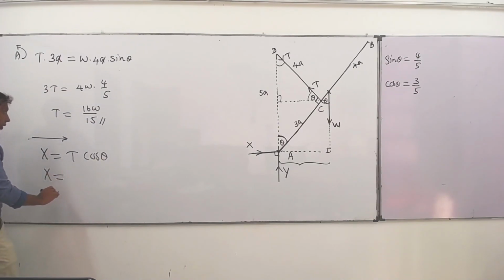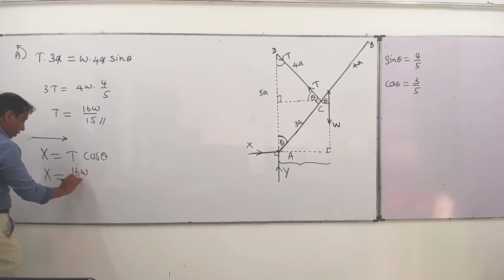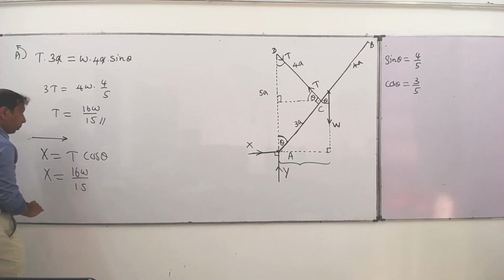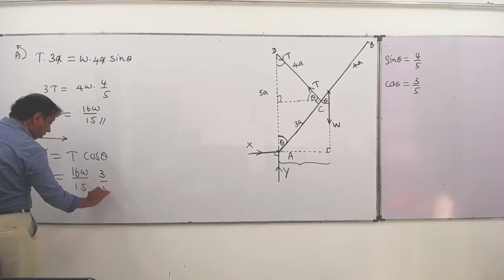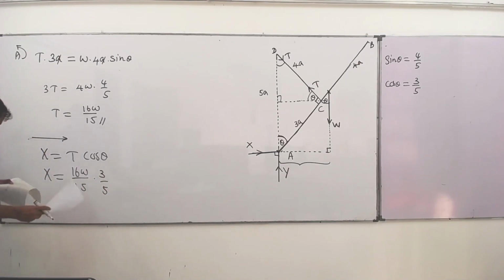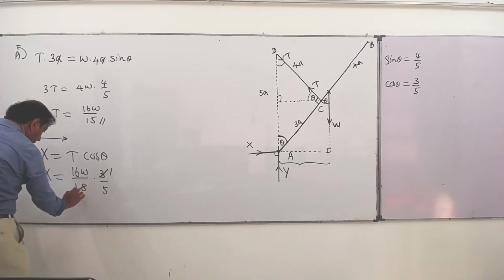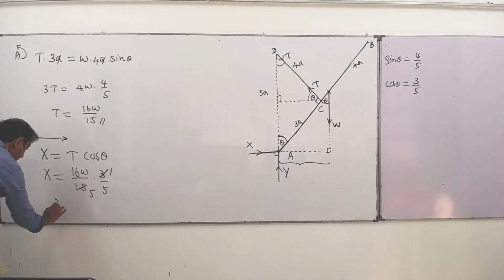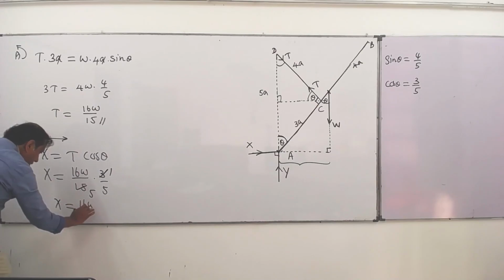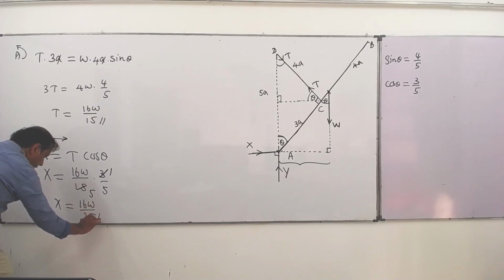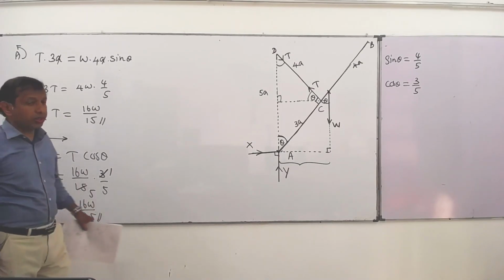Right. T is 16W over 15, cos theta is 3 over 5. Then we can cancel down here, this and this. We get X equals 16W by 25, which is the horizontal component. Right.